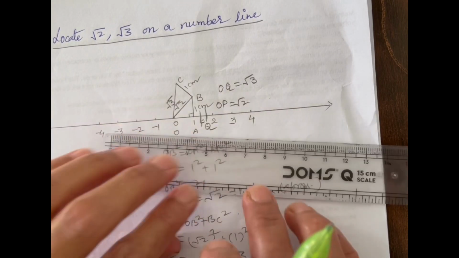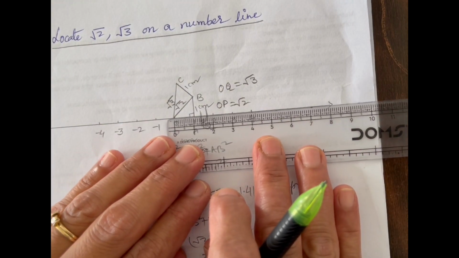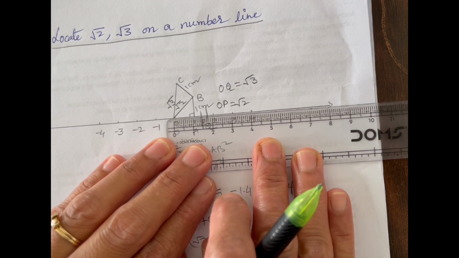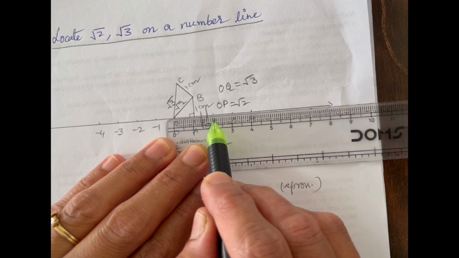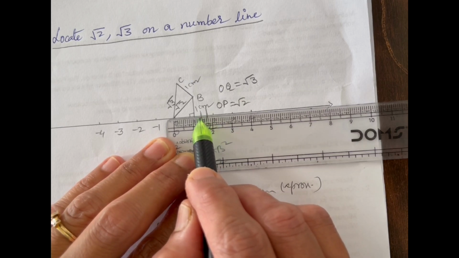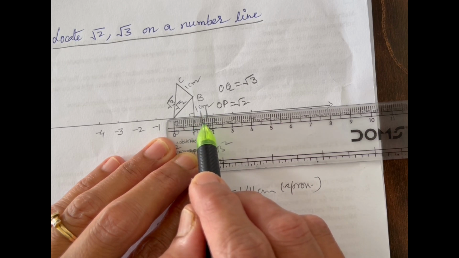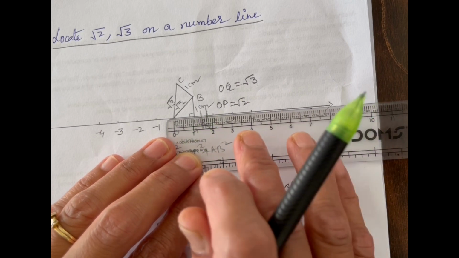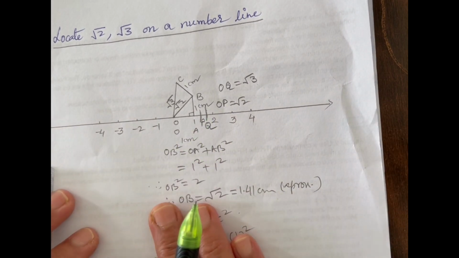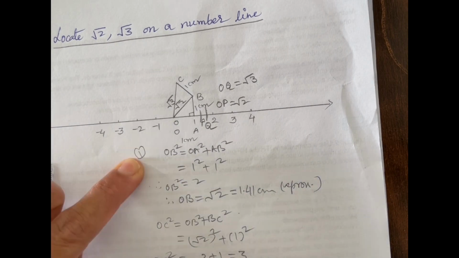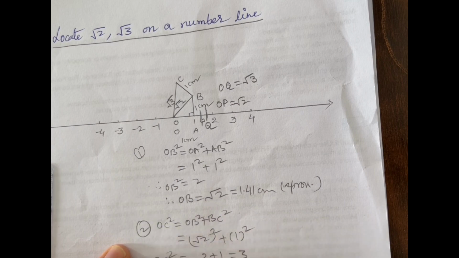Let's measure whether OP and OQ are 1.41 and 1.73 respectively or not. As you can see, this is my 2 here and this is 1.5. So it is before 1.5, here is 1.4, and then after 5, 6, 7. This is my Q, 7. So it is 1.73 exactly. So for root 2, you will follow this step 1. Then for root 3, the first step, and then the second step.